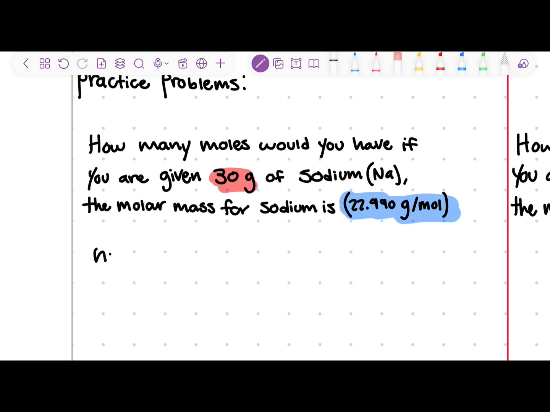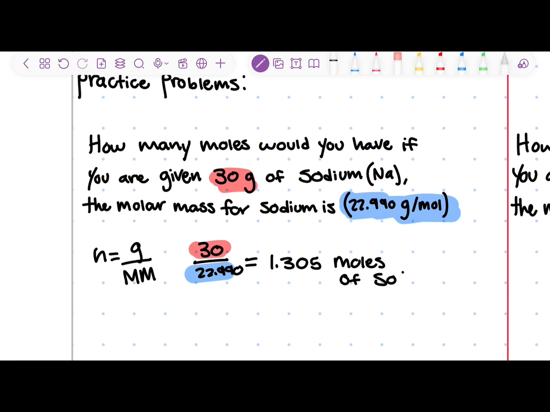In this case, we have our equation, n equals grams over molar mass. We have our grams, so 30 over our molar mass, 22.990. We can highlight it so we can keep up with what we're doing. And then let's punch it into the calculator, 30 divided by 22.990, which would give me 1.305 moles. So I can put 1.305 moles of sodium. And that's that simple. That's how many moles I have.